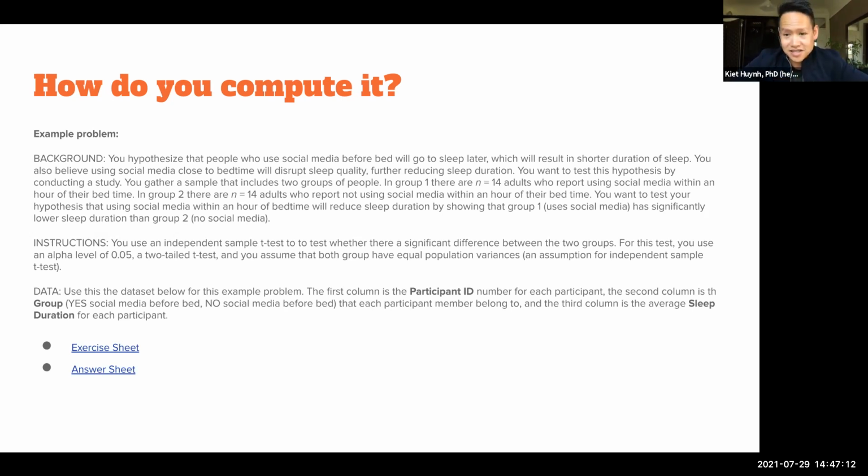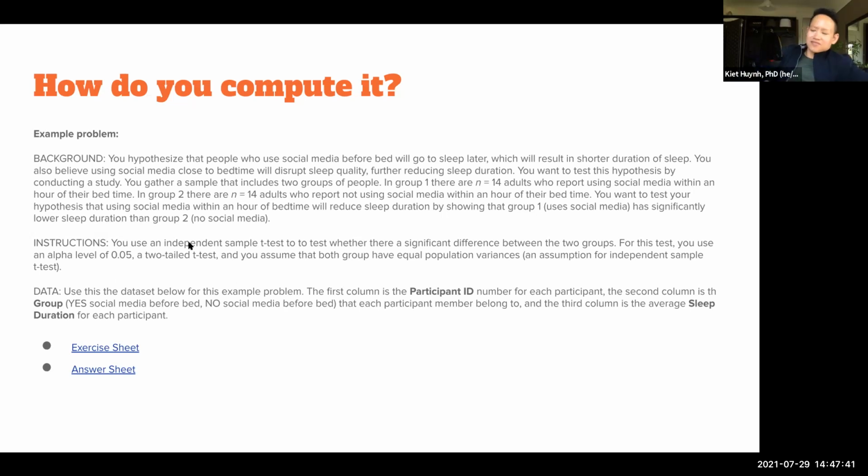Okay, so that's the study design. So here are your instructions. You are to use an independent sample t-test to test whether there is a significant difference between the two groups. For this test, you want to use an alpha level of 0.05, a two-tailed t-test, and assume both groups have equal population variances. Remember, this is an assumption of the t-test. And so I'm telling you right now that they have equal variances, so you don't have to worry about it.